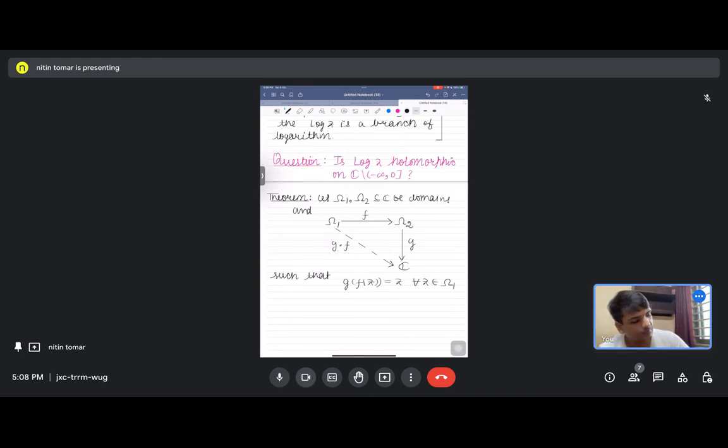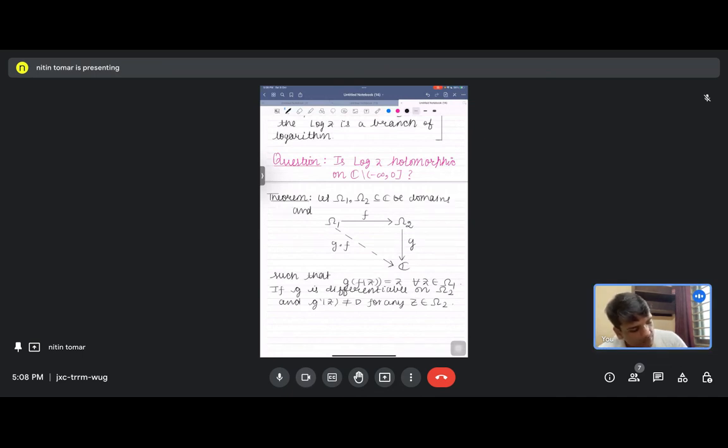Now, the theorem says if g is differentiable on omega 2, and g prime z is never 0. This is never 0 for any z in, where will z come from? What is the domain of g? Omega 2. Very good, omega 2.